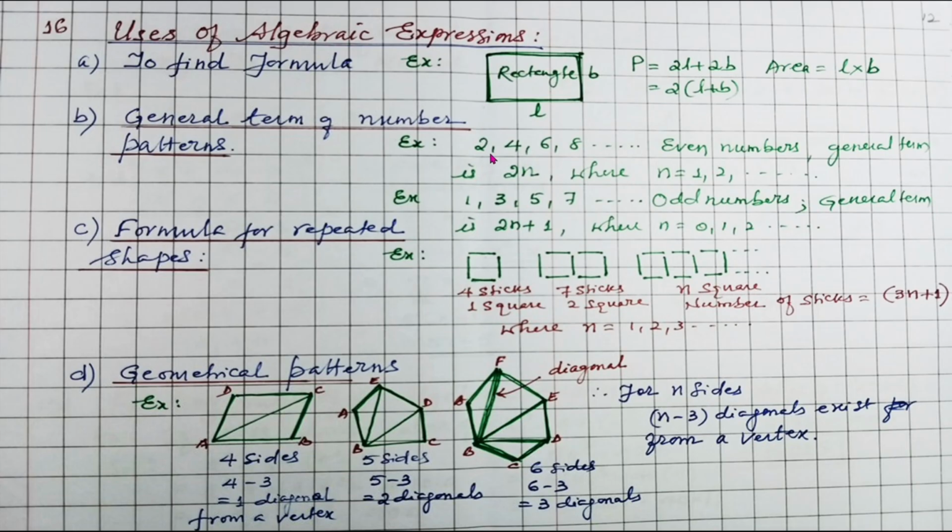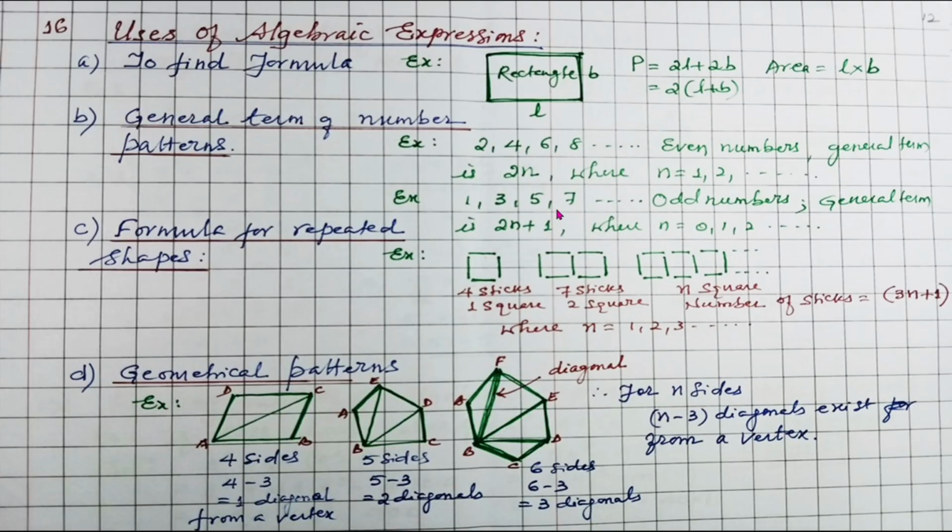Now we have a pattern here, 2, 4, 6, 8, which are even numbers. 2 plus 2 is 4, 4 plus 2 is 6, 6 plus 2 is 8, they are even numbers. Now if you want to generalize it, the generalization will be 2n, n is a variable, because when I put n is equal to 1 we get 2, n is 2 is 4, n is 3 is 6, n is 4 is 8, n is 5 is 10, and that is the generalization or general term of any pattern of numbers.